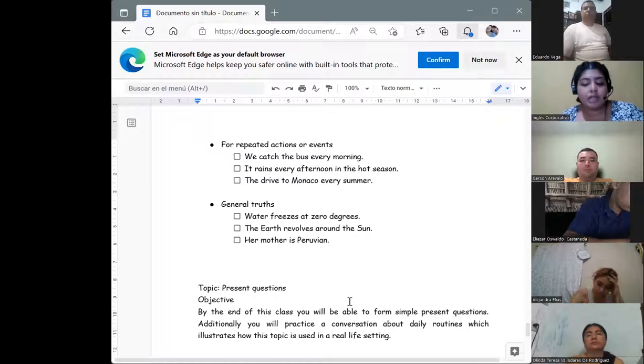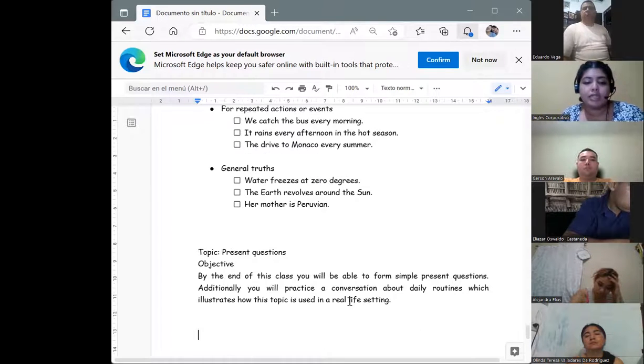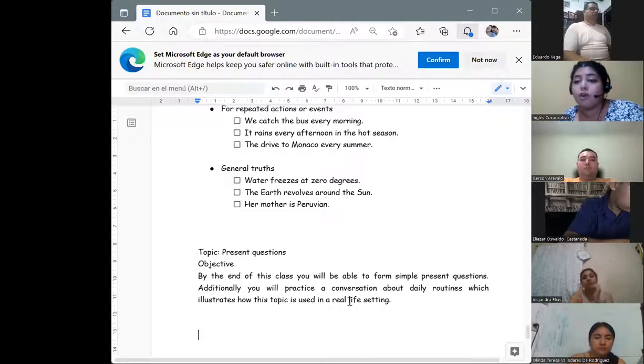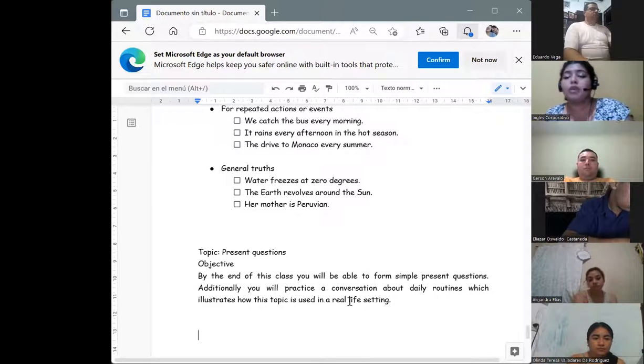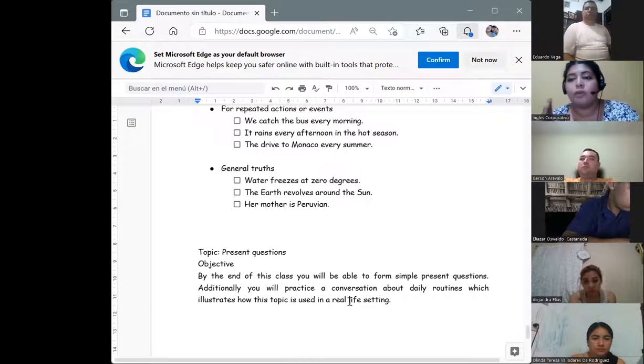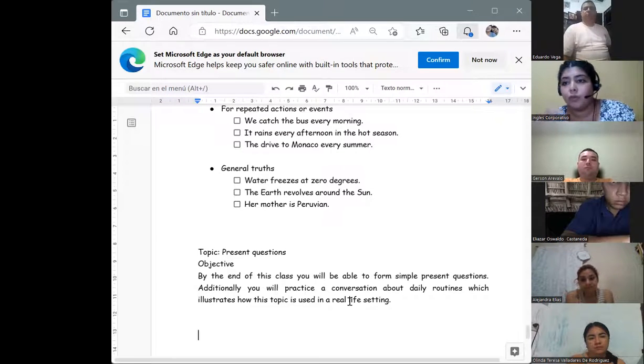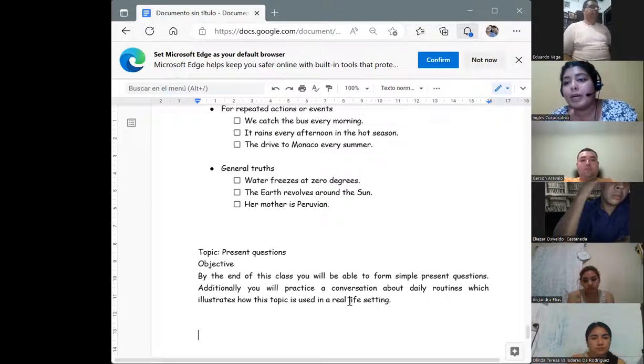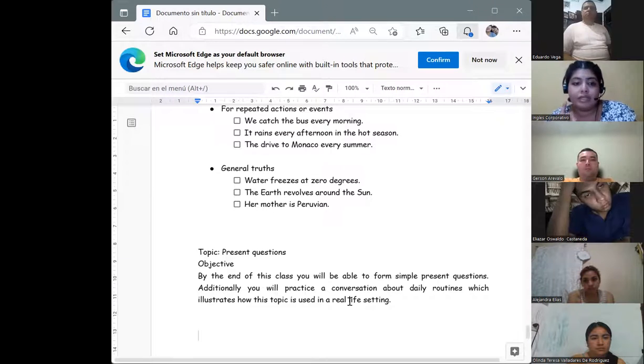So the first thing is that the present tense is the base form of the verb. Cuando hablamos del tiempo presente en inglés, estamos hablando de la forma base del verbo, donde no le agregamos absolutamente nada y lo utilizamos así como aparece en el documento que ustedes tienen, en la primera columna. That is the base form of the verb. Esa es la forma base y es la que vamos a utilizar para las oraciones en presente simple.